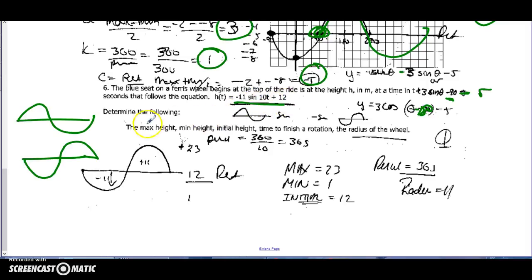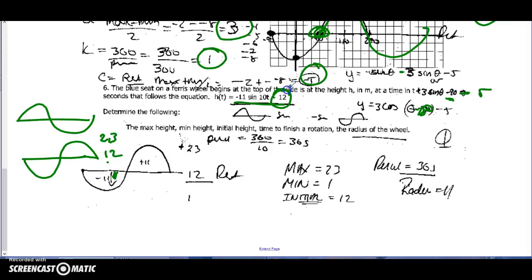Okay, so my rest is 12. This is my rest right here. My amplitude is 11. Now I have a negative, but that flips it. That doesn't change the amplitude. So this is 11. So if this is 11, then I get up to 23 and I go down to 1, because 12 minus 11 is 1. Okay, so there's my 23. There's my 12. There's my 1.